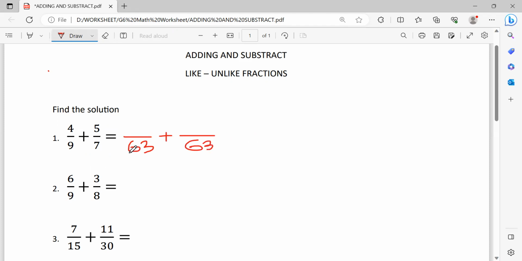Now, 63 divided by 9 is 7. 7 times 4, 28. Next, 63 divided by 7 equals 9. 9 times 5, 45.